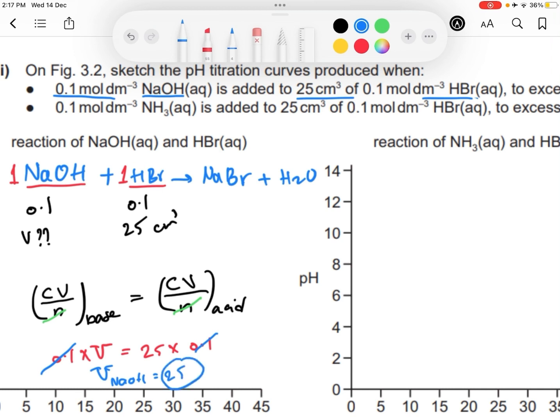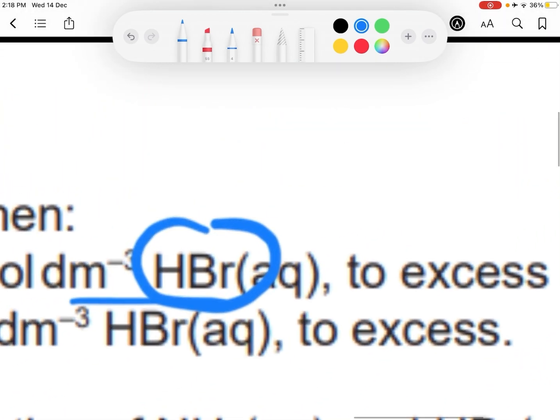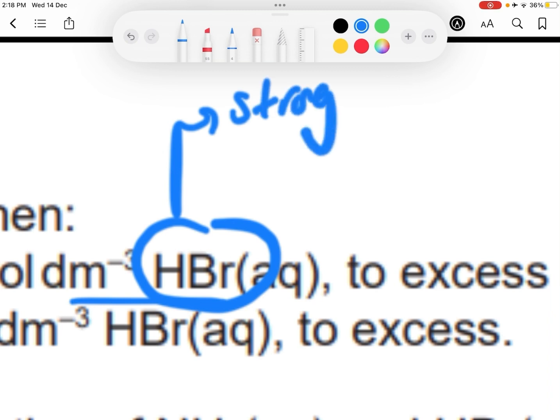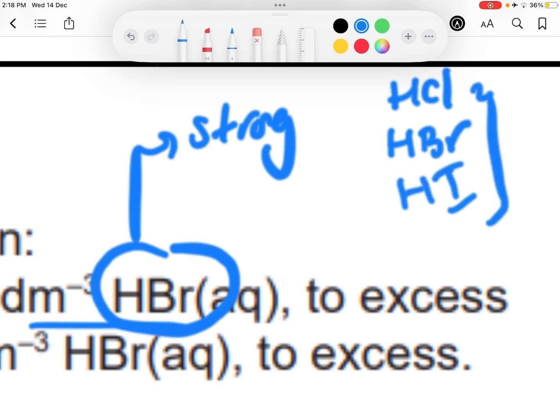The 25 here indicates that you have to draw a vertical line in the graph, which is very nice. The second piece of information to keep in mind: HBr is a strong acid. We remember that from the chapter on hydrogen halides, where we started with HCl, which is a strong acid, and the stronger one is HBr, followed by HI. So all of these are strong acids. Strong acids have a pH of less than 2. I mean, 1 maybe works nicely.